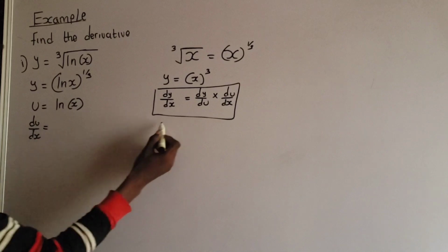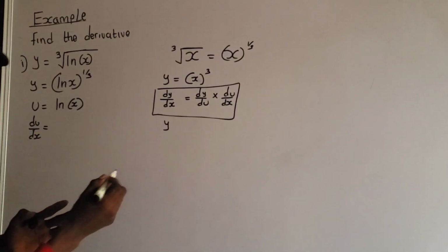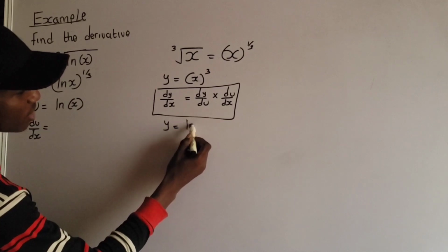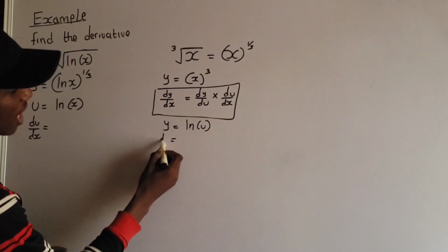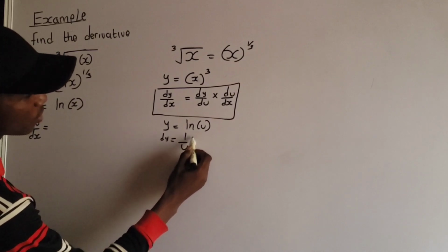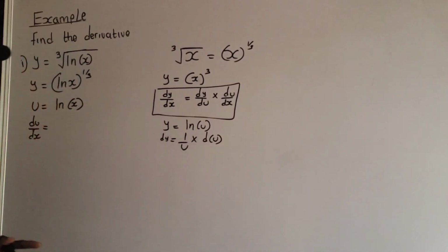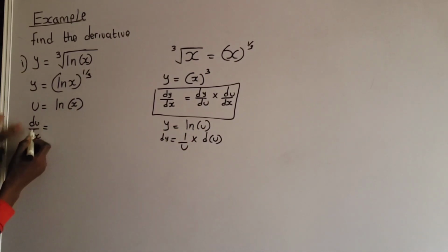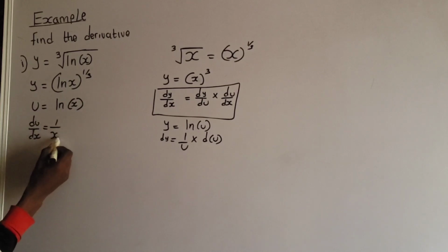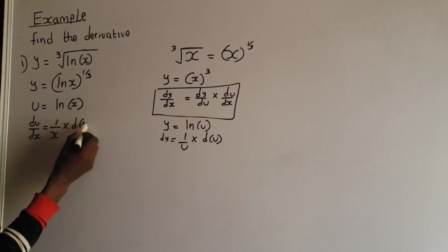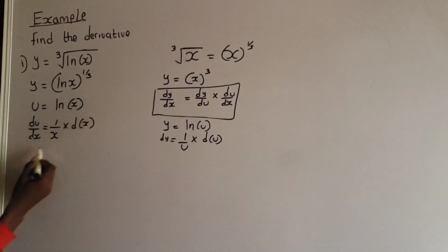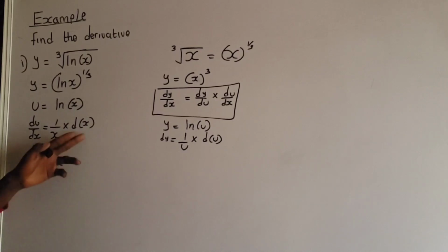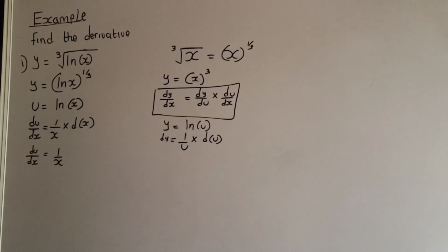So du over dx is the derivative of ln x. Don't forget, from our basic natural logarithm differentiation, this is the rule: if you differentiate ln u, dy is equal to 1 over u multiplied by the derivative of u. So let us use the same approach here. In this case, x is the u. So du over dx is 1 over the function inside the bracket multiplied by the derivative of the function inside the bracket, which is x. The derivative of x is 1. So du over dx is 1 over x. Are you following?